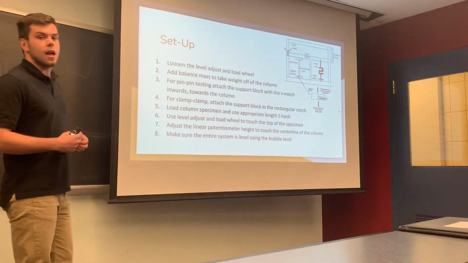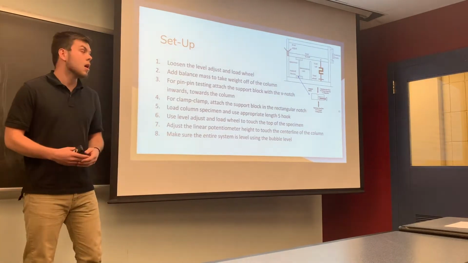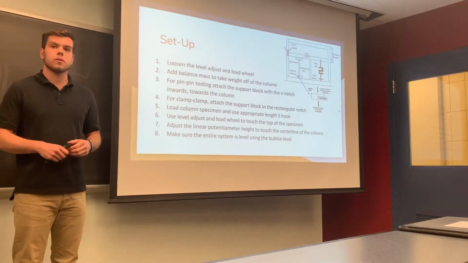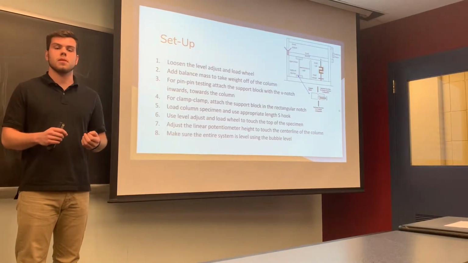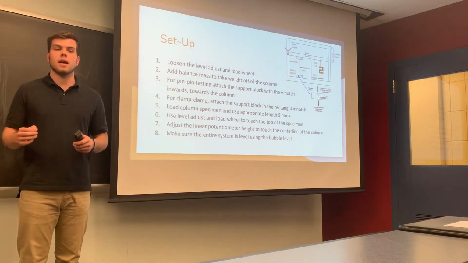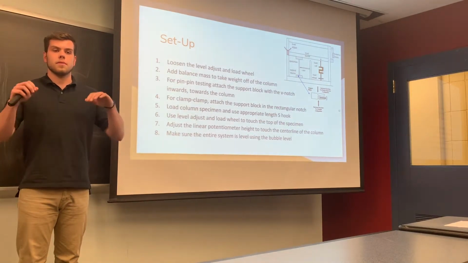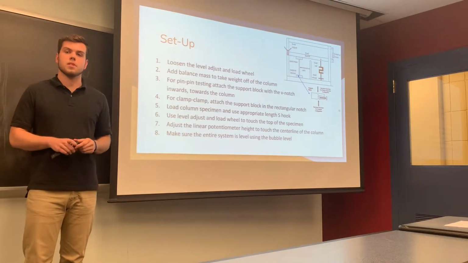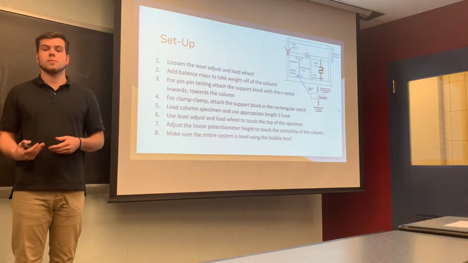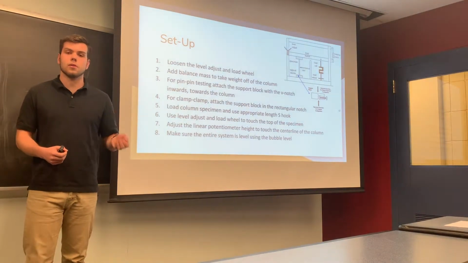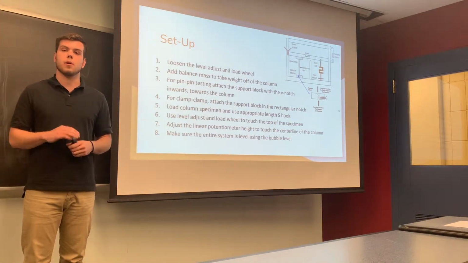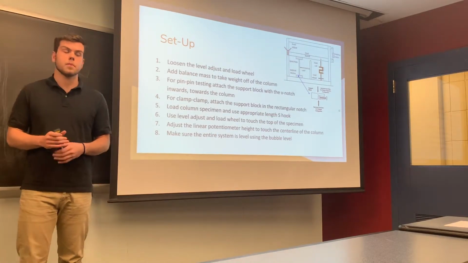For the setup of this lab, you have to make sure it's done very properly. To begin, you have to loosen the level adjust and the loading wheel in order to unattach the beam. Then you're going to load the specimen and load the balance mass in order to lift the beam and relieve all the weight from the top of the specimen. Once the specimen is loaded, you want to make sure the entire system is level. You're going to do this by using the level adjust wheel and the loading wheel in order to make sure that the bubble gauge has the bubble in the center of the area.